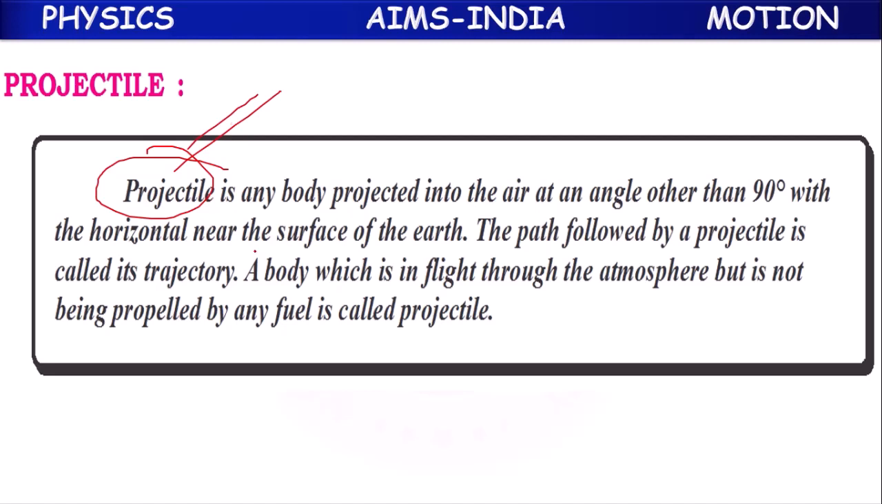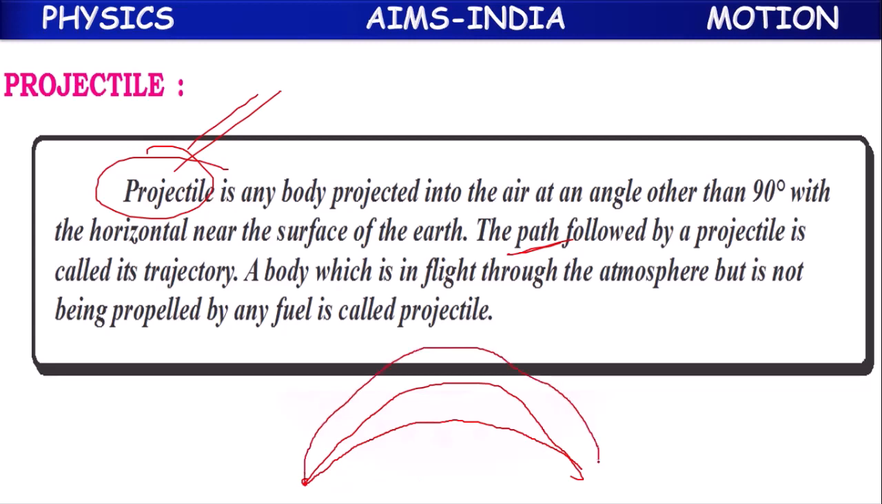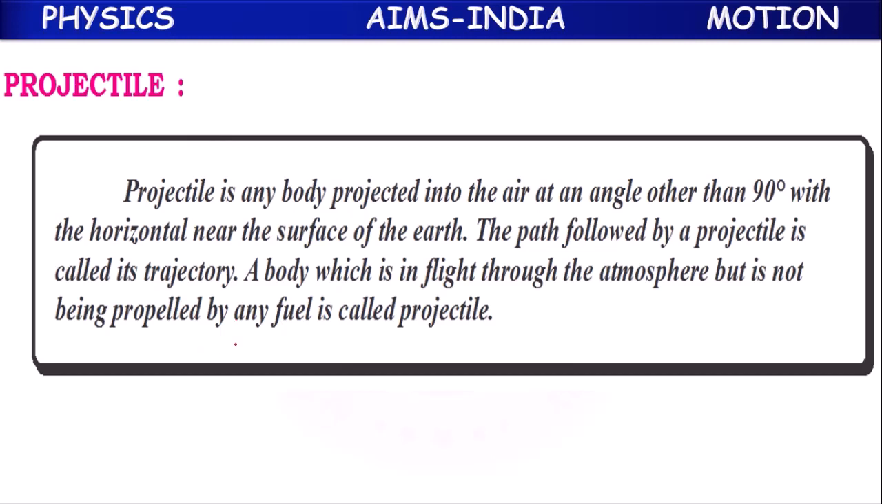It means a body thrown from the surface into the air at an angle other than 90 degrees is called a projectile. If we throw at an angle other than 90 degrees, it follows this path. It moves like a parabola. Depending on what force we apply, the curve will differ, but it will move in the form of a parabola. This curved path is called the trajectory.